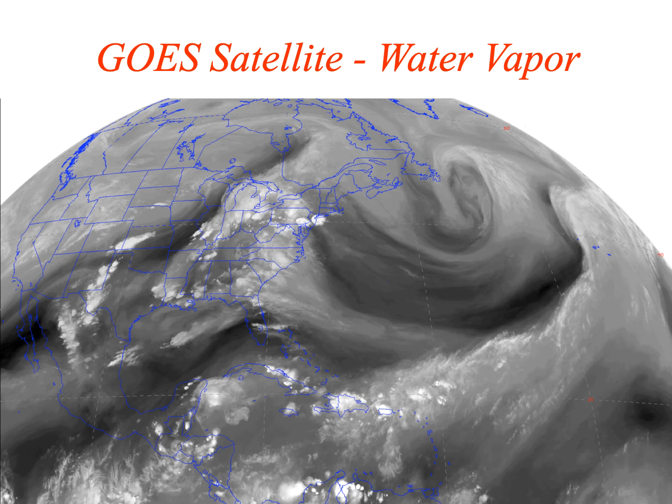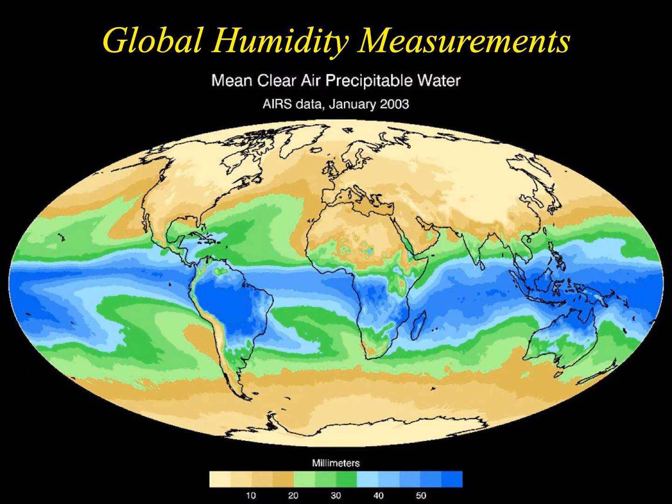Very useful, and these satellite measurements are sort of instantaneous. Here we see global humidity measurements averaged for a month using the AIRS sensor in the Aqua satellite. So this is the average amount of moisture in the air for January 2003, and it's measured in millimeters of precipitable water, water that could precipitate out.